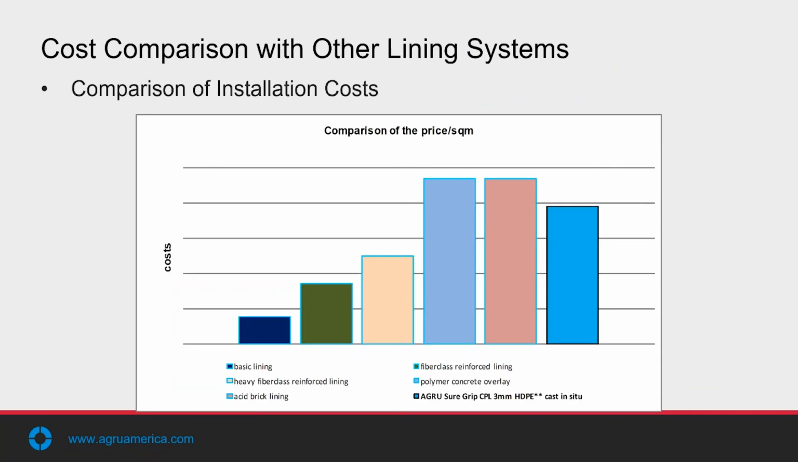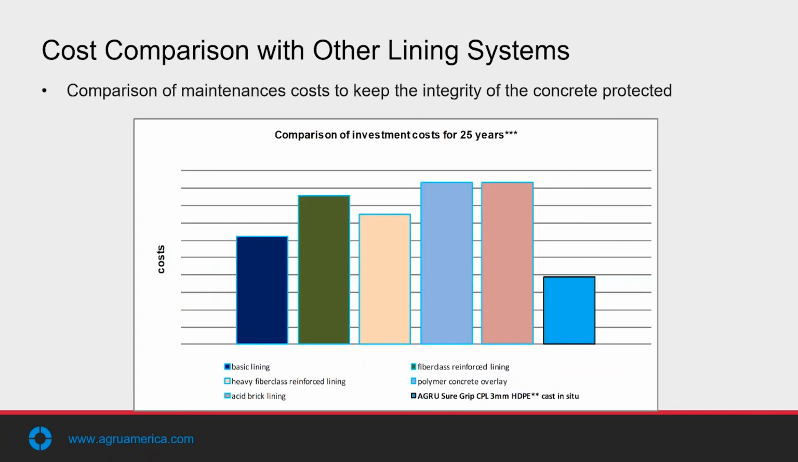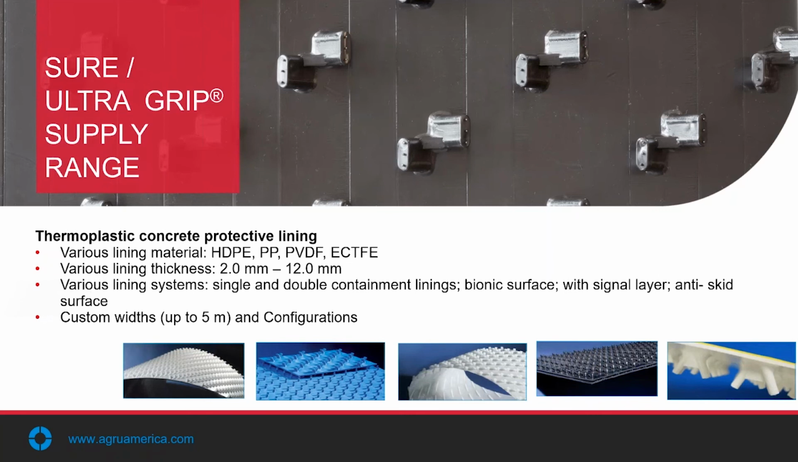Go through this kind of quick, but if we look at the cost, the bright blue material on the far right is a 3 millimeter AGRU HDPE liner. When we compare it to other typical lining systems, it's not the most expensive, but it's not the cheapest either. However, when we look at the life expectancy, we have the highest. So even though we're not the most expensive, we provide the longest life. Over the life expectancy of the facility, of the structure, that results in a very cost-effective lining system.